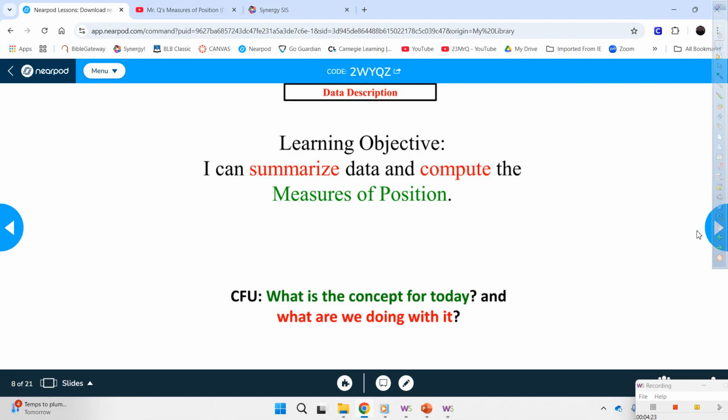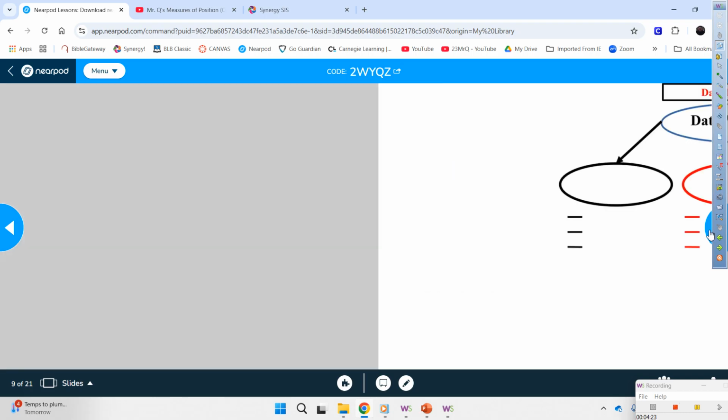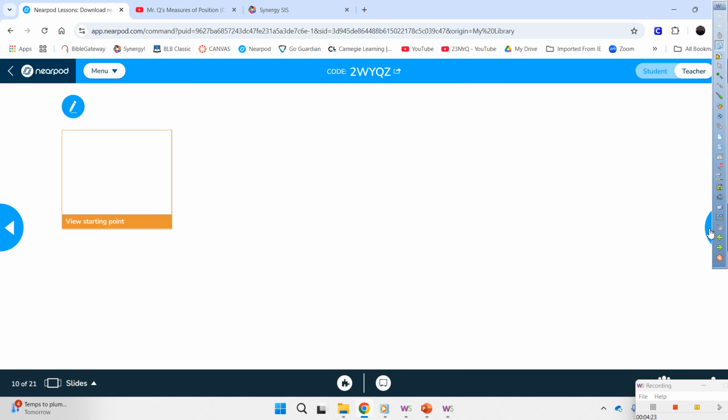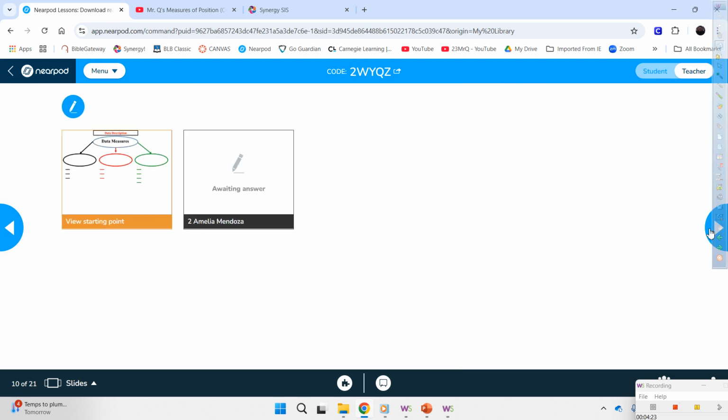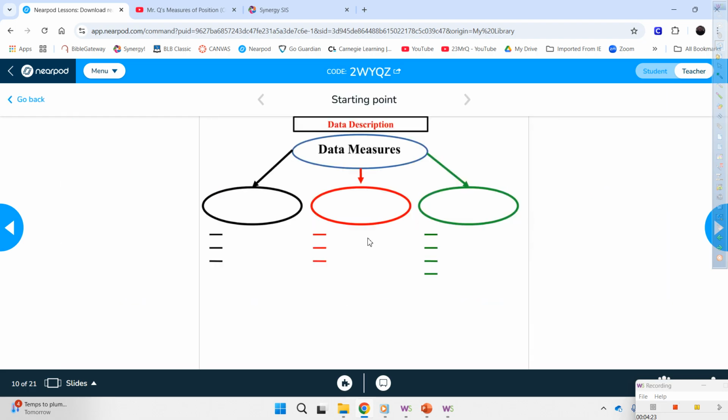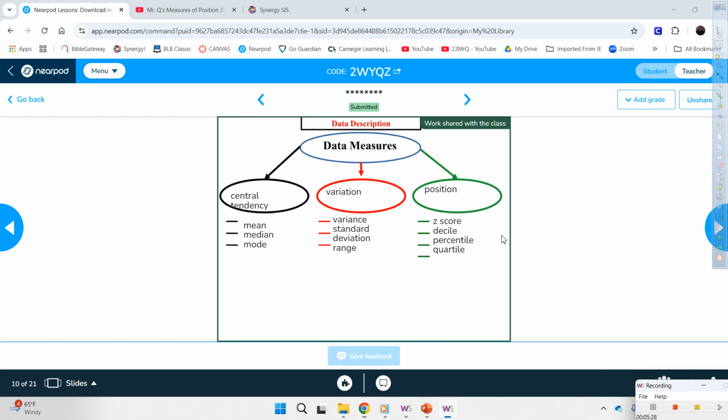Our objective for today: I can summarize data and compute the measures of position. And in regards to measures of position, once again, we've covered already the standard score. We started with percentiles yesterday. Today we're moving on to a different kind. And then we're going to leave 2 more measures of position left, which are coming up pretty quick. And by now you guys are experts at this, yeah? So fill that in, please. I'll give you some time. There they are, yes. Okay, we got that.